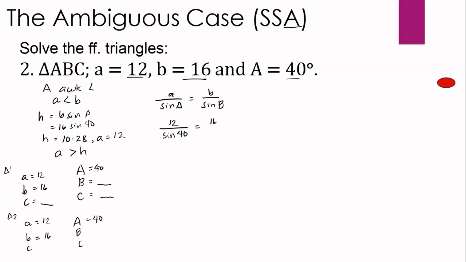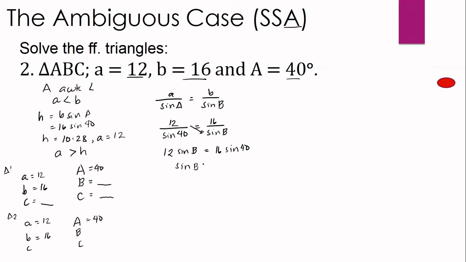We have 16 over sine... and what we are looking for is angle B. So we have 12 over sine B. By cross multiplication, unahin natin itong may unknown. So if we do cross multiplication, we have 12 sine B is equal to 16 sine 40. Now, kukuhanin natin ang B. So, let's have sine B here.